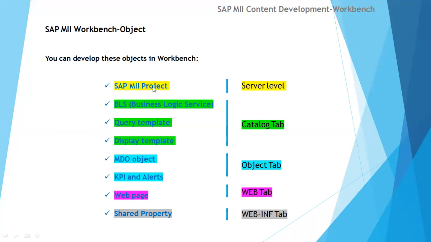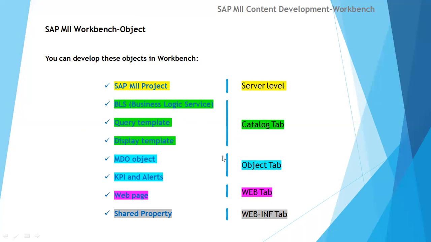After creating a project, you can create your business logic services, which is nothing but your transaction in SAP MII. You can create a query template and a display template, and all these three will be stored in the catalog tab. You cannot create these objects in any tab other than the catalog tab.